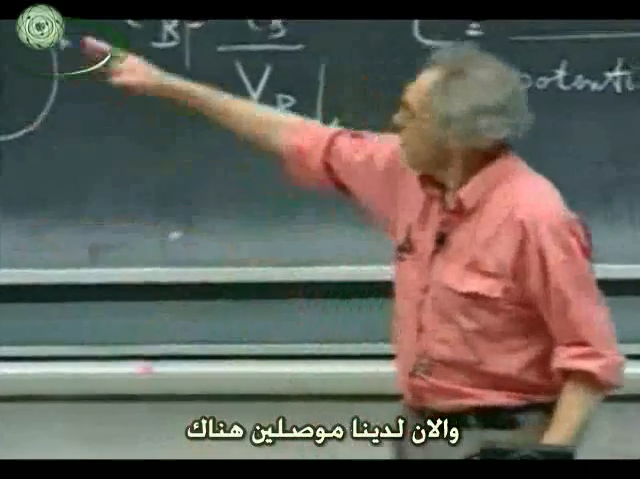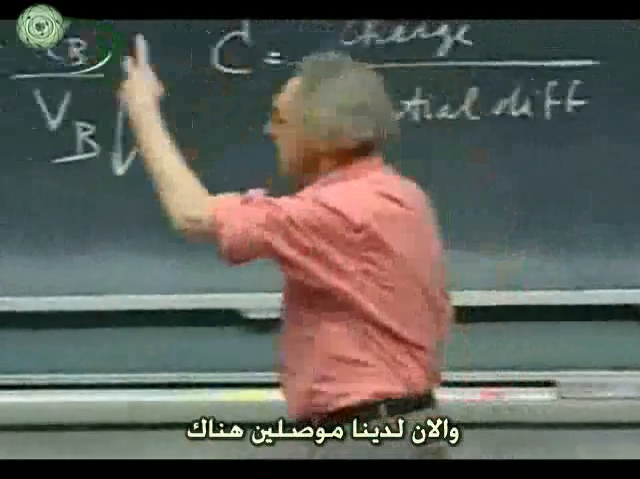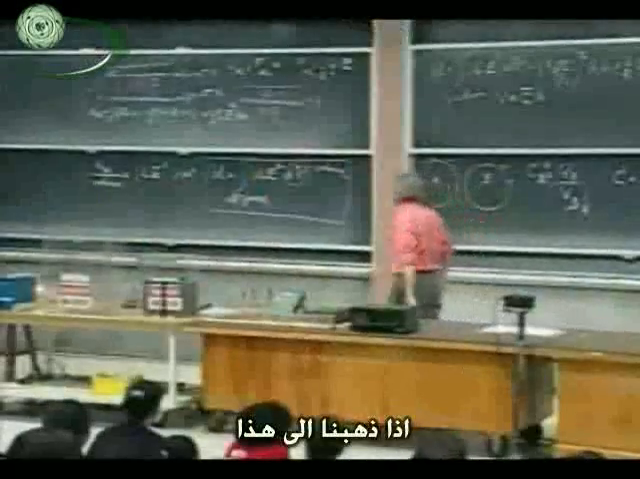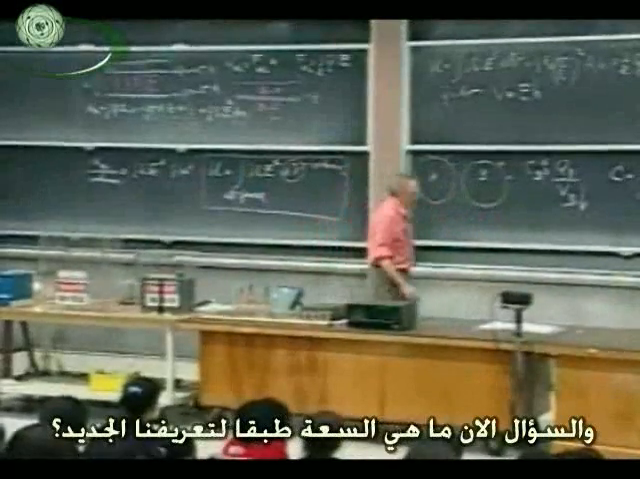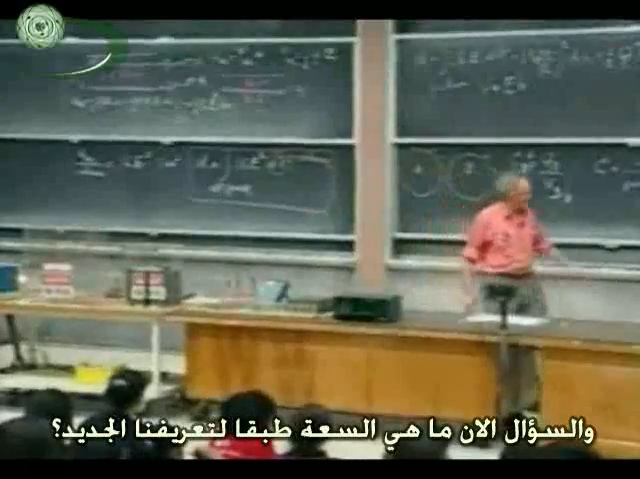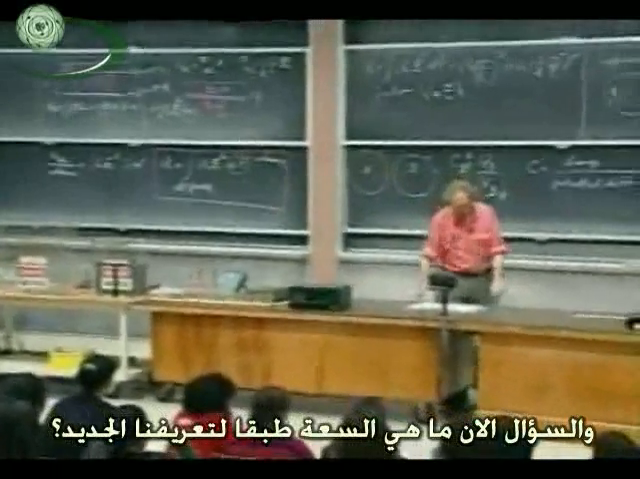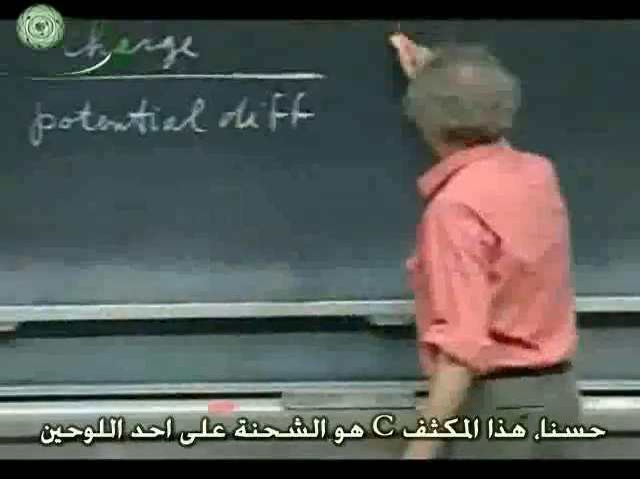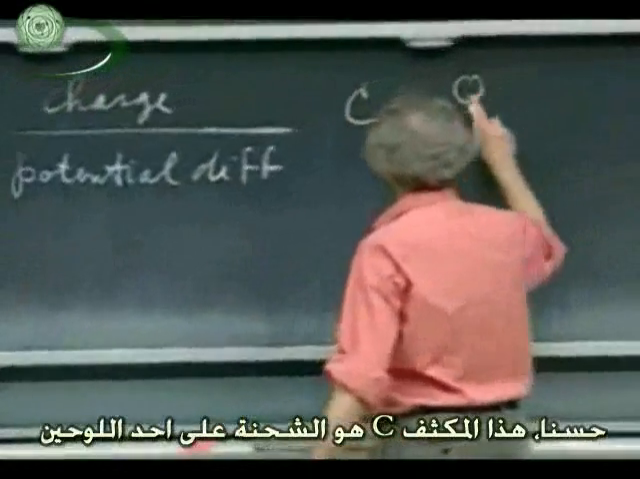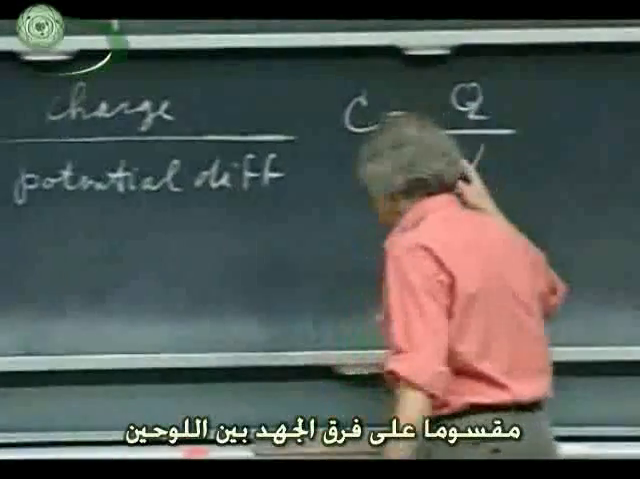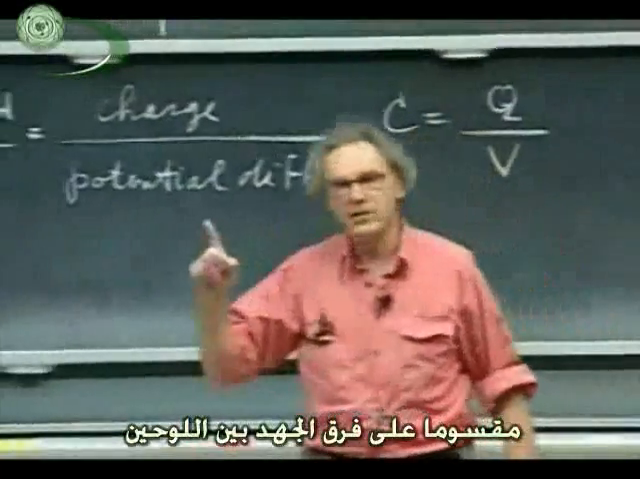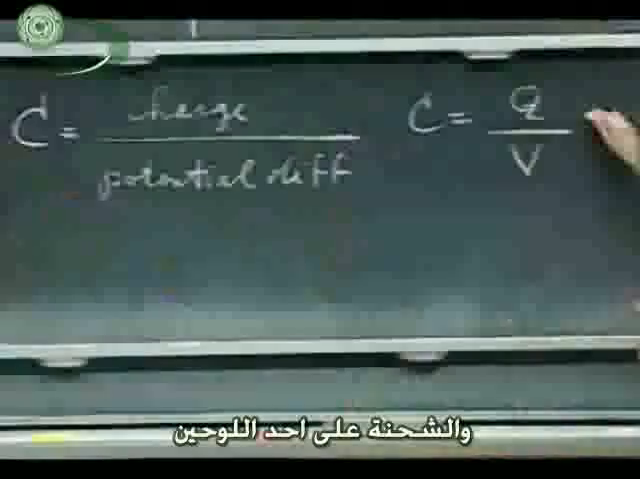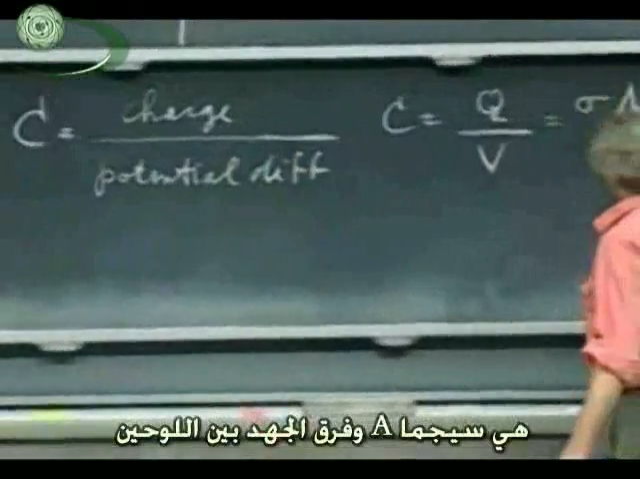So now, we have two conductors there. So if we go to these two parallel plates, the question now is, what is now the capacitance then, according to our new definition of these parallel plates? Well, that capacitance C is the charge on one plate divided by the potential difference between the two plates. And the charge on one plate is sigma A.